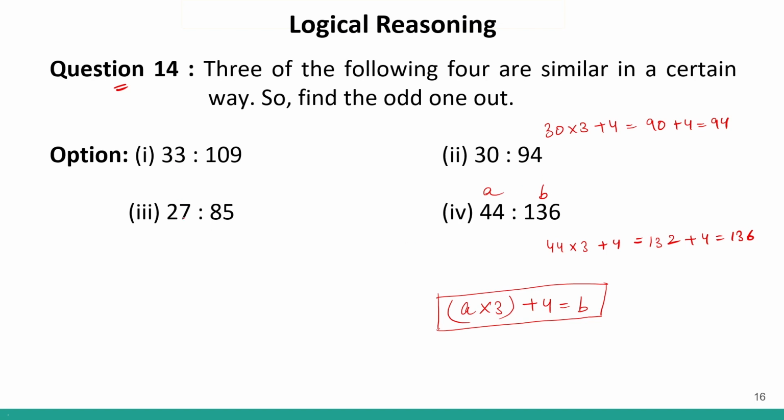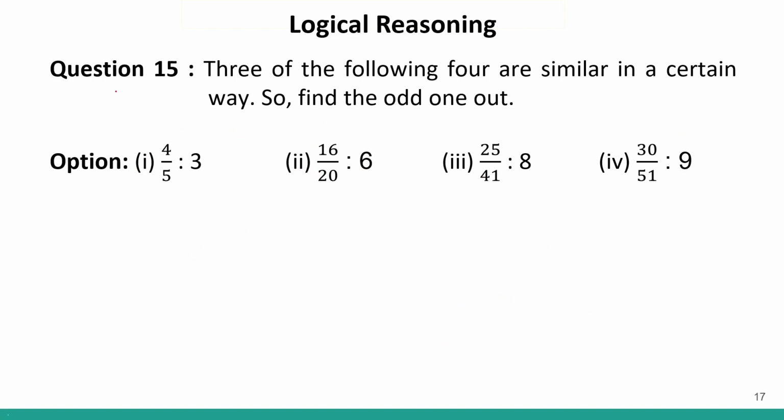Now let us check for option number 3. So 27 into 3 plus 4. 27 into 3 will be 81, plus 4 will give me 85. So this logic follows for option number 3 as well. Now let us check for option number 1. It should be 33 into 3 plus 4. So 33 into 3 will be 99, plus 4 will be 103. 103 and not 109. Therefore, this is the odd one out. This one is different from the rest. Clear?